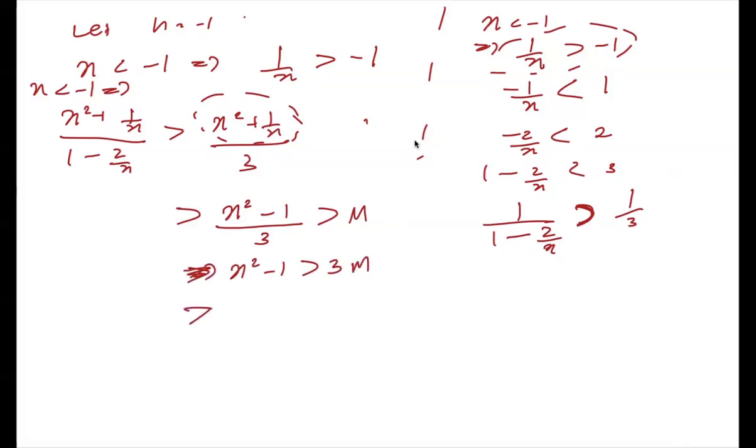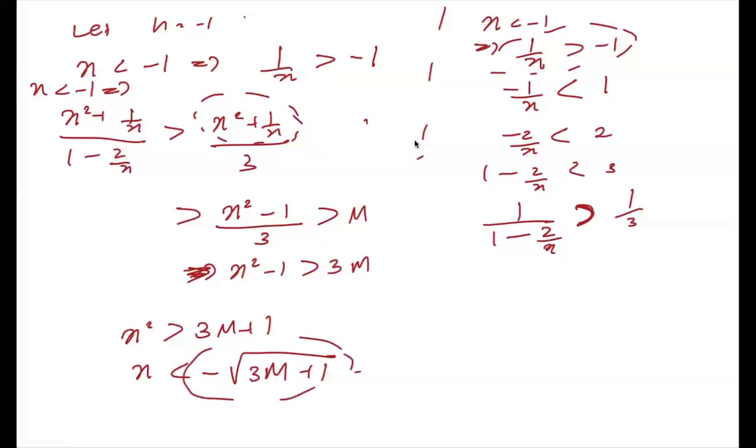And from this one I can take x squared less than 3m plus 1, that is fine. So it means your x should be less than minus square root of 3m plus 1. This is your final n value you need, right? So now let's write the proof.